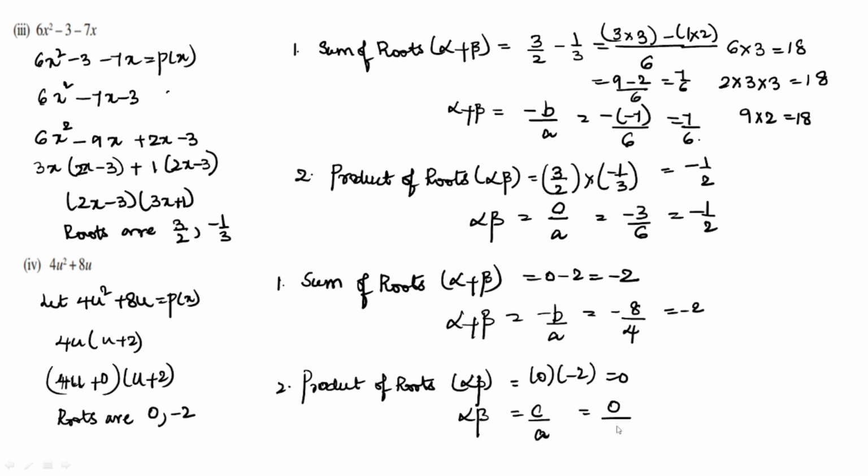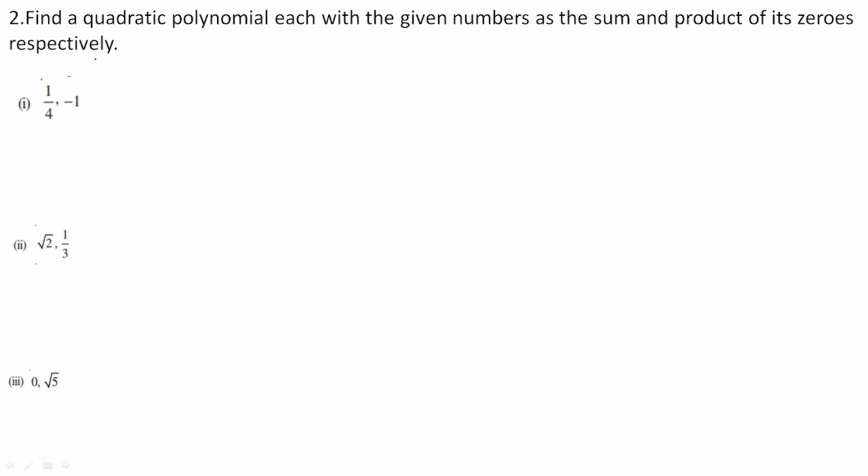So 0 divided by any number is 0, which is also equal to 0. Hence it is verified. The next question says: find a quadratic polynomial, each with the given numbers as sum and product of its zeros respectively.